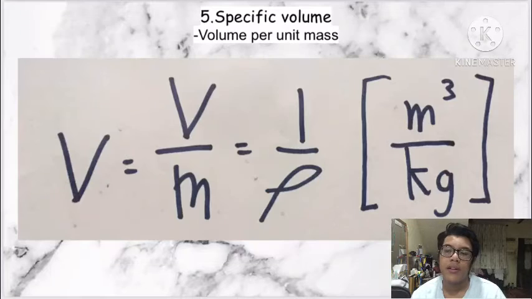The last part is about the specific volume. Specific volume is volume per unit mass. So the formula is v equals volume over mass, or it is equal to 1 over the density, and the unit is meter cube over kilogram.